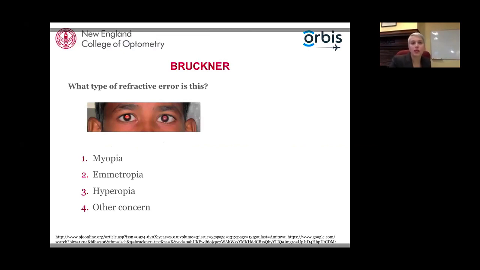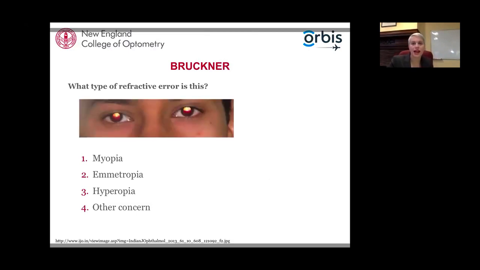I wanted to pop this one up because you can see that there's quite a bit of asymmetry between the two eyes, but you can't really tell what kind of refractive concern this is because the refractive error is so high. This is a minus 11 in the right eye and minus 13 in the left eye.